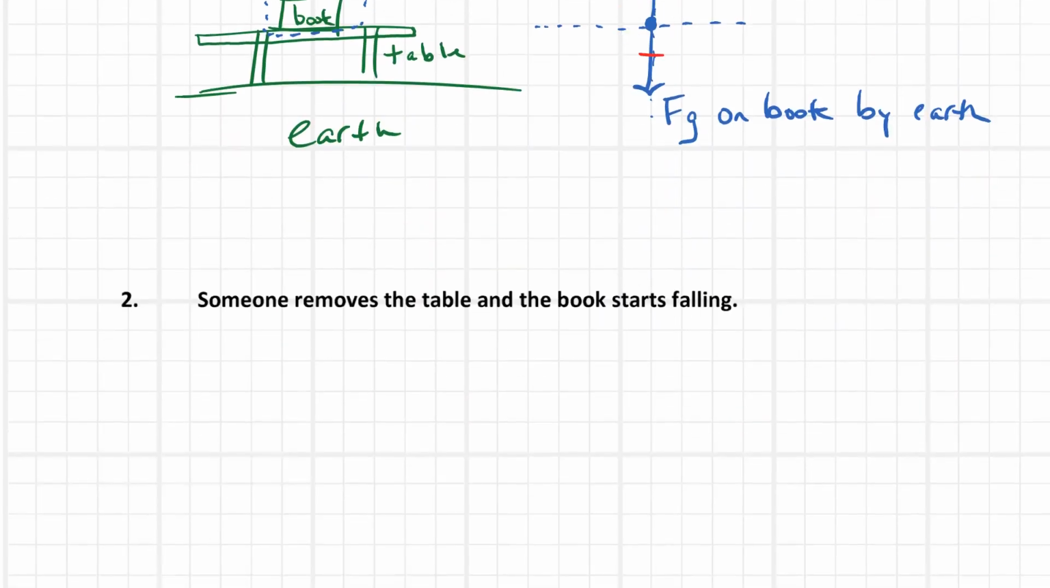Let's try the second one. It says someone removes the table and the book starts falling. So here is my book again. The table is gone. So there's the book.